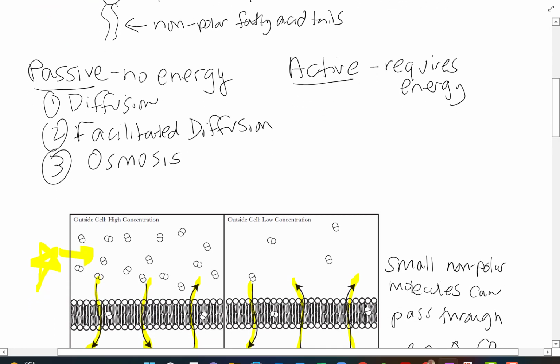Transport into and out of the cell can either be passive, where it does not require any energy, or it can be active, where it requires energy. In passive transport, we've got three types. We've got diffusion, facilitated diffusion, and osmosis.